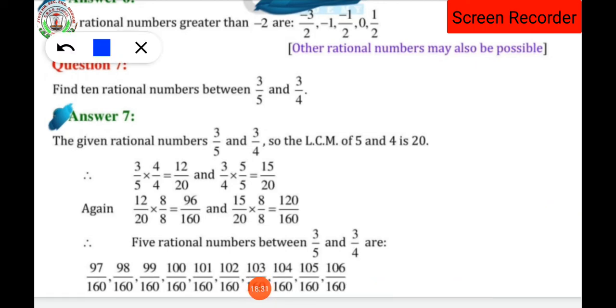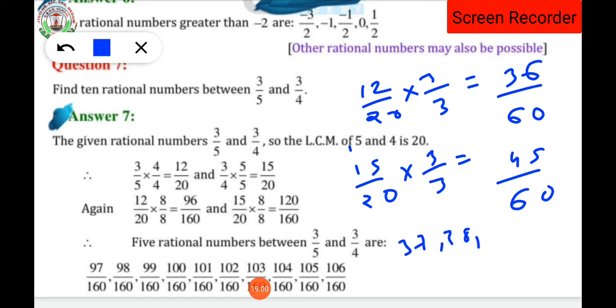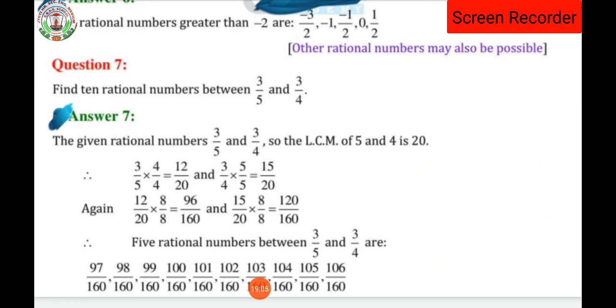If you multiply the same, 12 upon 20 and 15 upon 20, by the number 3, what will you get? Here 6, then 3 3s 36, so 36 upon 60. And 5 3s are 15, carry 1, 3 3s 9, 10... so 45 upon 60. Now between 36 and 45, how many numbers? 37, 38, 39, 40, 41, 42, and so on. So again we can see that. In this way you have to multiply.